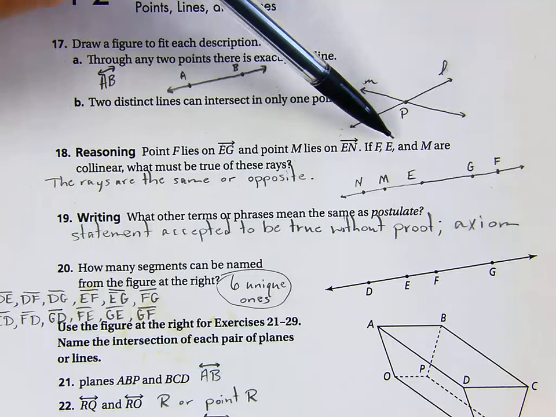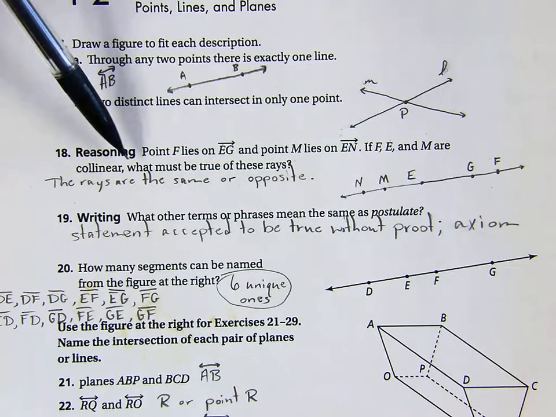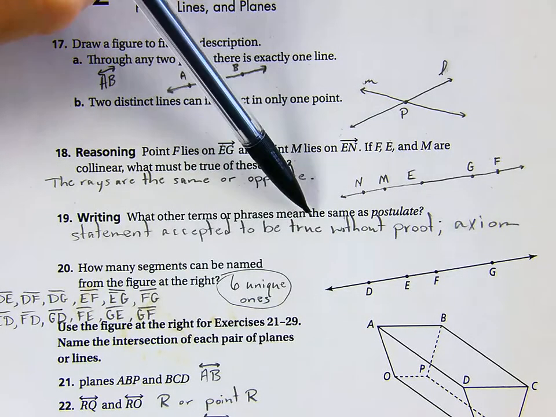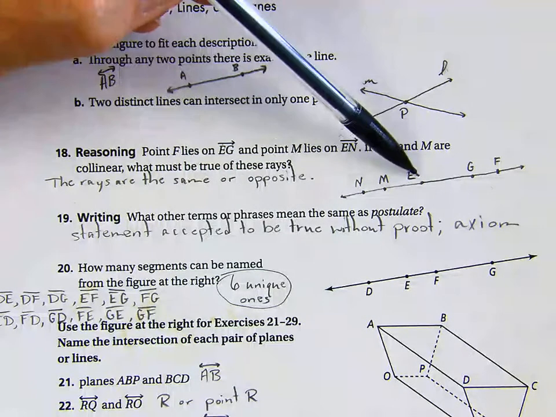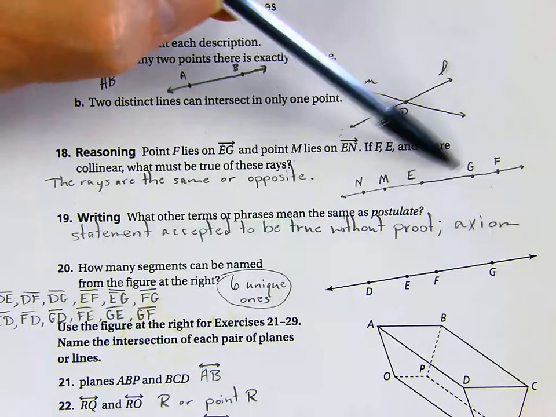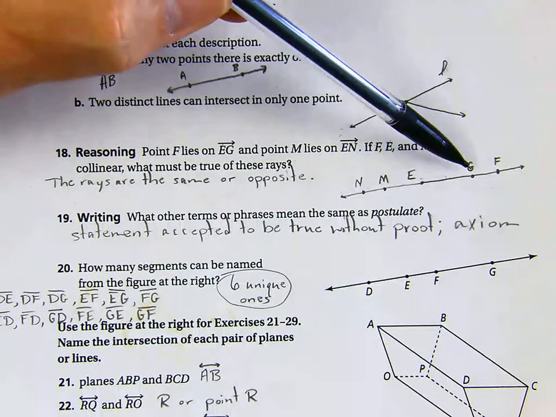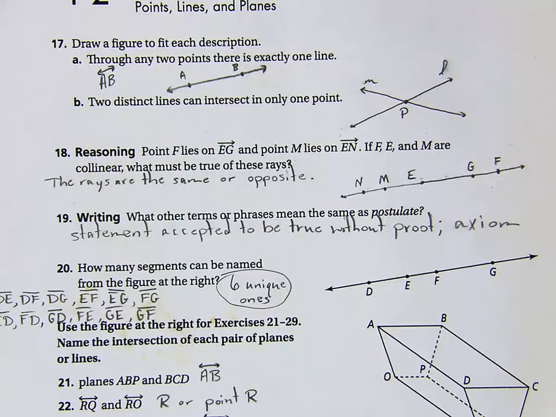If F, E, and M are collinear, what must be true about the rays? Here I drew them where they were opposite, but they could have been the same. I didn't draw a possibility of that. We could have had EN going in the same direction that EG did. E could have been on a line, and all of these other points, N, M, G, and F could have been on one side of point E on that line, and then they would have been the same ray in that case.